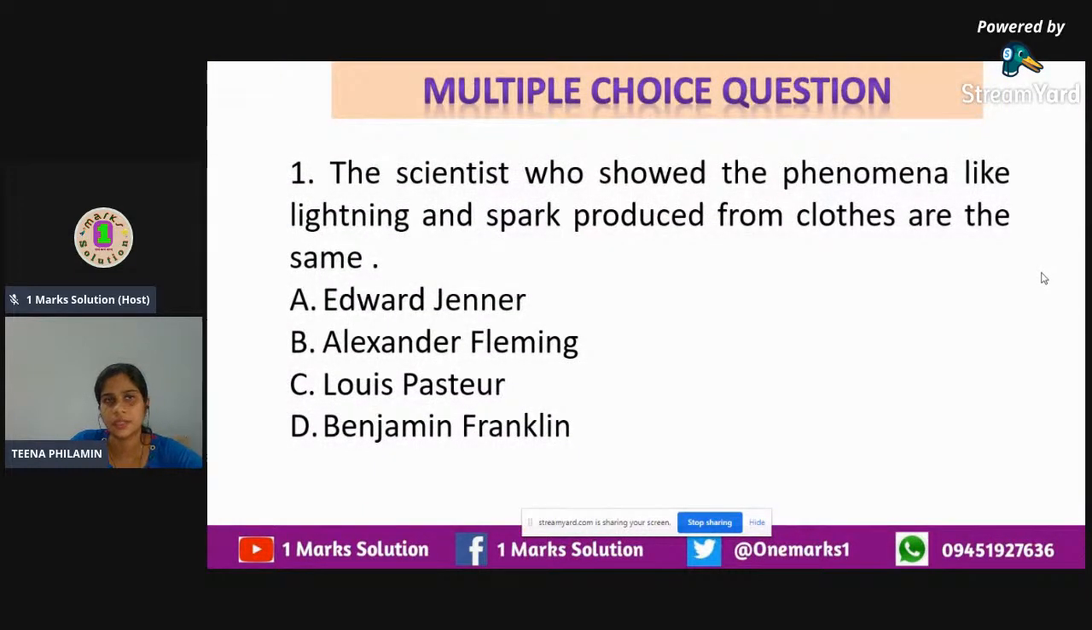So the next set of sections are multiple choice questions. The first question is, the scientist who showed that the phenomenon like lightning and the spark produced from clothes are the same. Four options are given here: Edward Jenner, Alexander Fleming, Louis Pasteur, and Benjamin Franklin. It is Benjamin Franklin, an American scientist, who showed that the spark produced from cloth and phenomena like lightning are the same. So the answer is Benjamin Franklin.